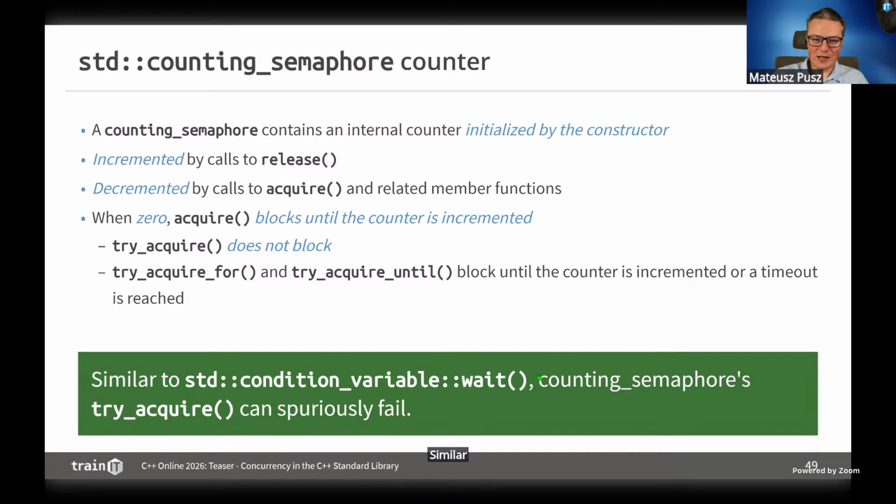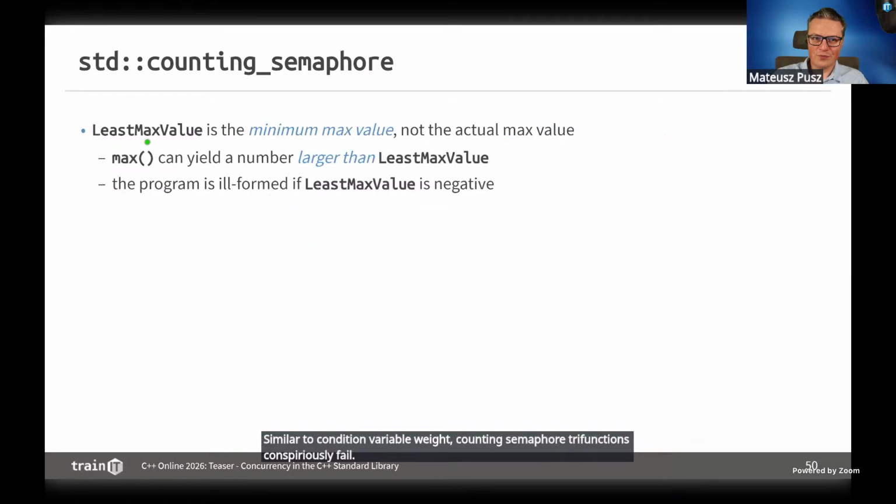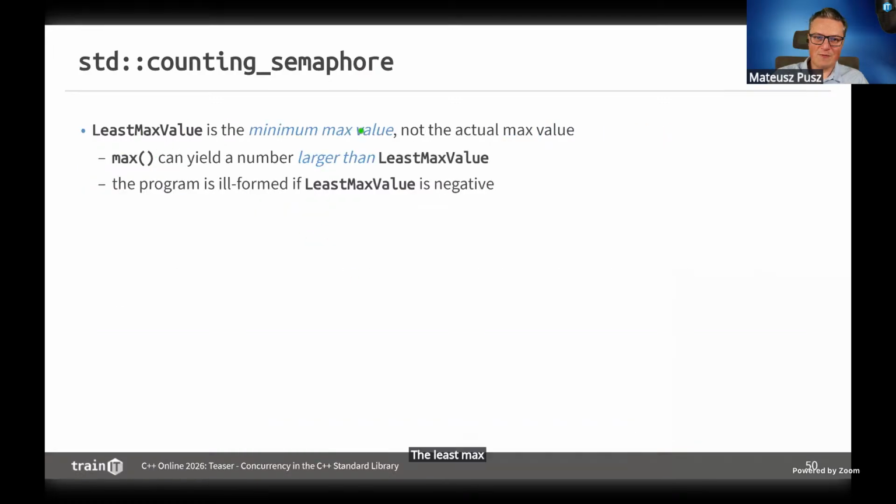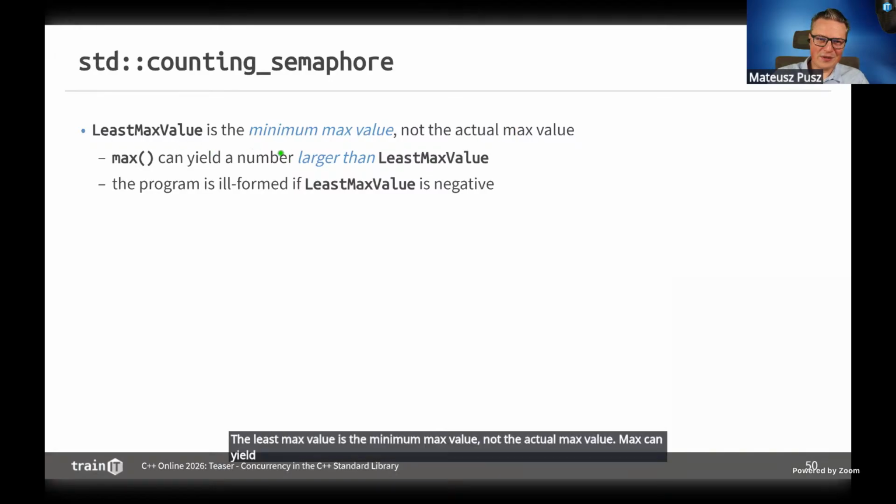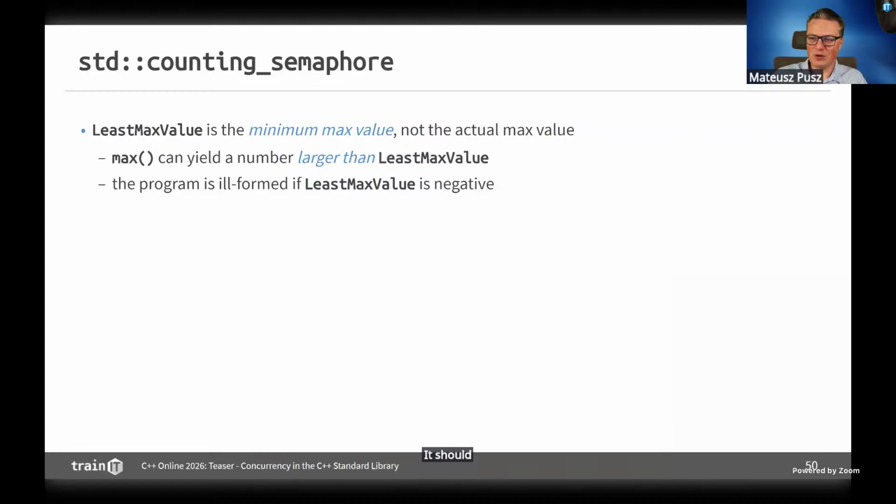Similar to condition variable wait, counting semaphore try functions can spuriously fail. The least max value is the minimum max value, not the actual max value. Max can yield a number larger than the least max value because the OS may provide you a primitive that offers more concurrency than you requested, which is fine. It should not provide you less concurrency.